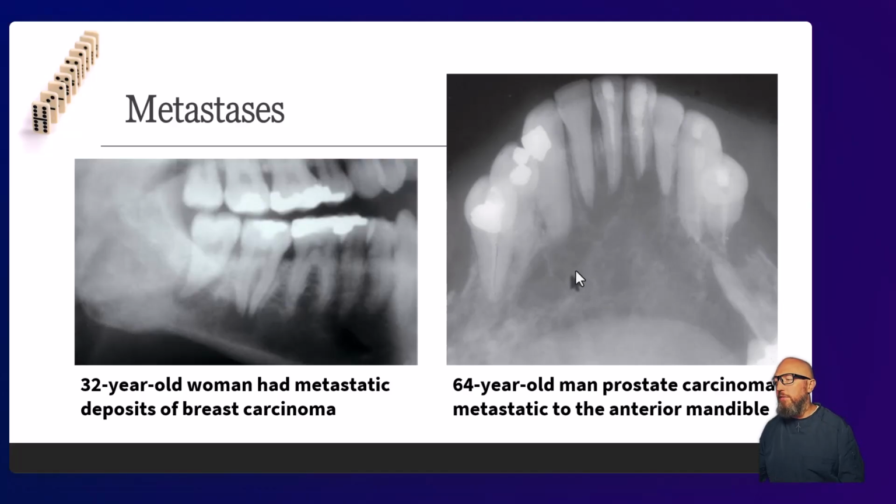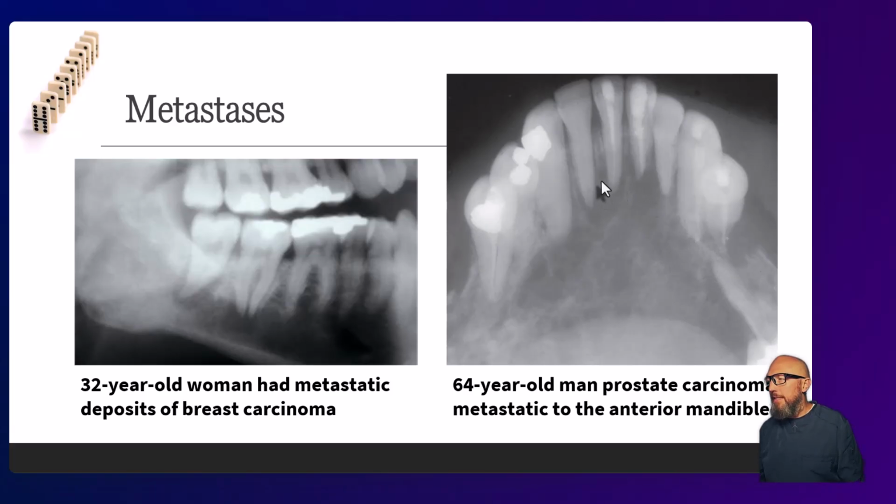Here we have a 64-year-old man with a previous prostate carcinoma. This one looks a lot more aggressive than just your typical periapical inflammatory lesion. You might start thinking inflammatory, and I've shown you examples of acute inflammation where it can be like this, but look how destructive, look how extensive this is. All the way through the mandible, really ragged borders.